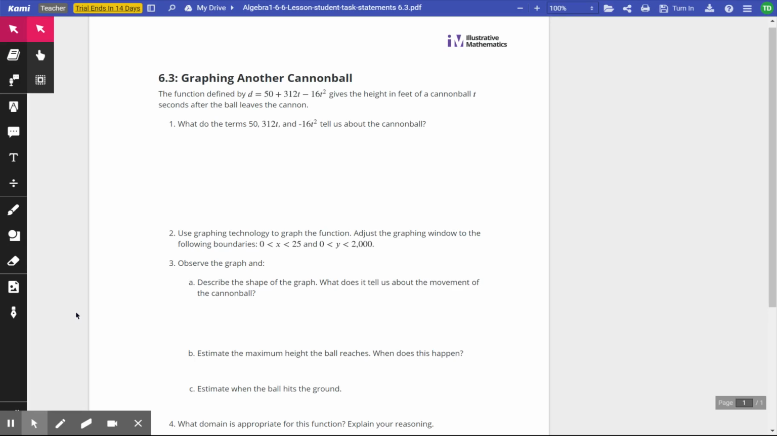All right, hello, we are back with lesson 6.3, graphing another cannonball. It says the function is defined by d equals 50 plus 312t minus 16t squared. It gives the height in feet of a cannonball t seconds after the ball leaves the cannon. What do the terms 50, 312t, and negative 16t squared tell us about the cannonball?